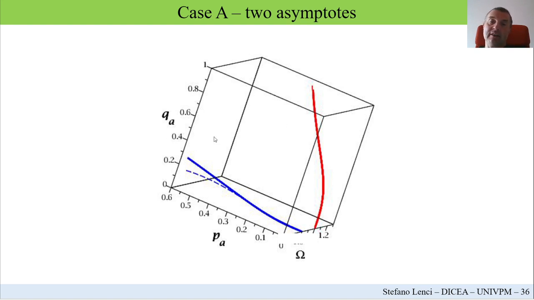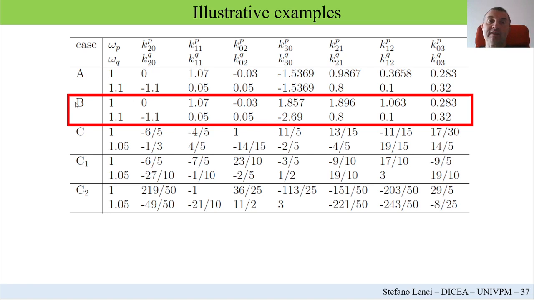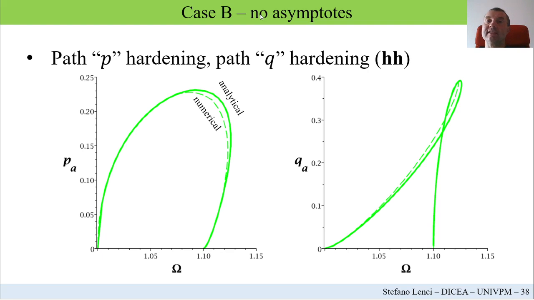Okay, here is the same picture as before in 3 dimensions, which tells you much better how the backbone curves bend toward both variables. The second case is what we name B, and it is the case where we have no asymptotes, so no solution of the previous equations. For example, in this case, the backbone curve ensuing from omega p, which is 1, is hardening, and also the one ensuing from Q is hardening.